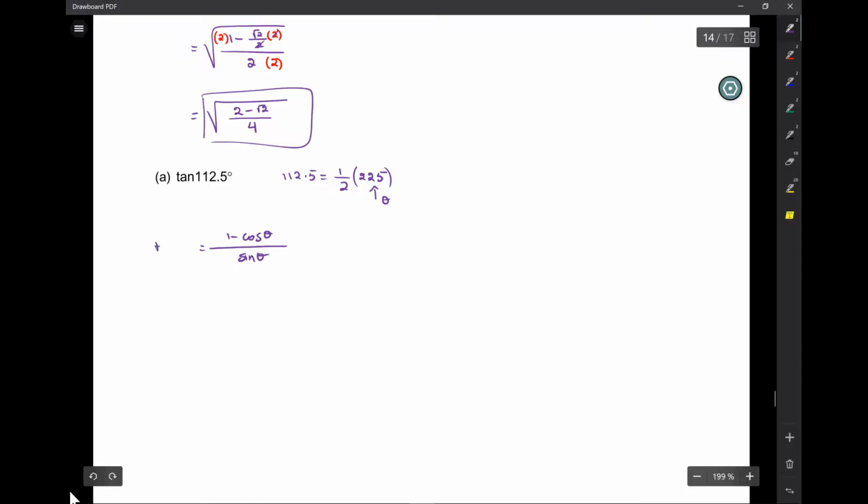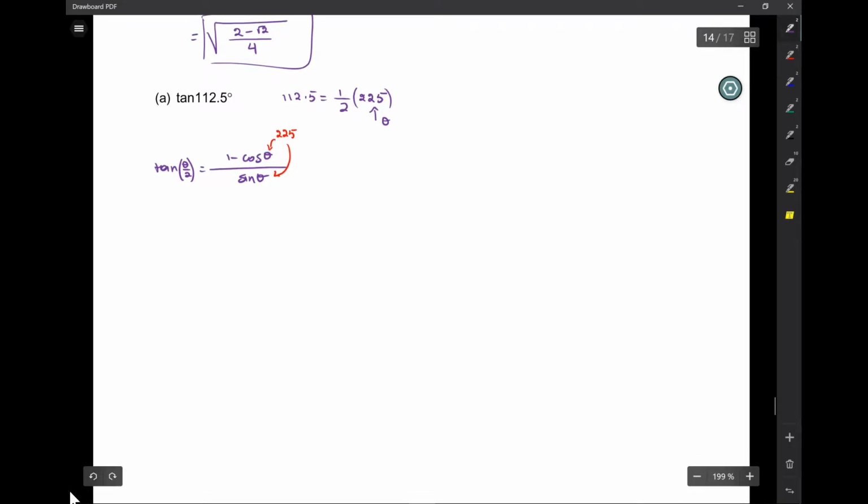This is equal to tangent of theta over 2. So this angle here, theta, is going to be your 225. Okay? Both of them. Oh, okay. So now, tangent of 112.5 is equal to 1 minus cosine of 225 over sine of 225.